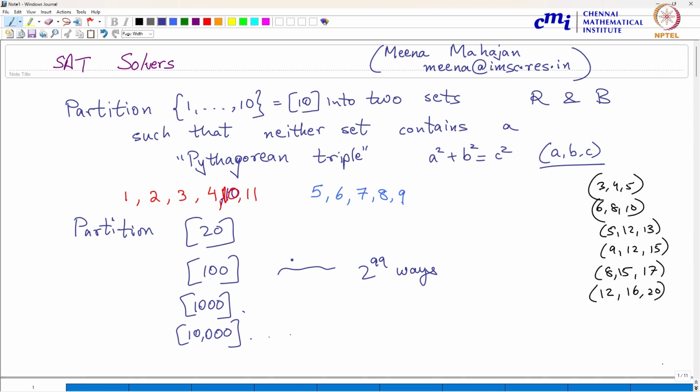But the number of constraints is much fewer. Every triple is giving you a constraint. This triple should not be entirely red, it should not be entirely blue. And the number of triples is much less. Even if you go all the way up to 100, how many Pythagorean triples are there?